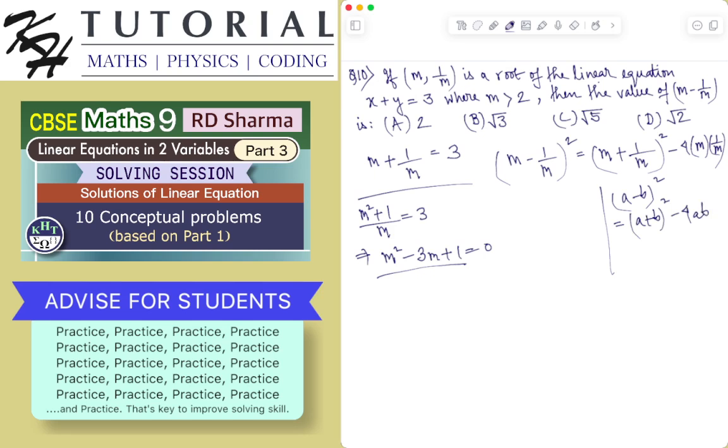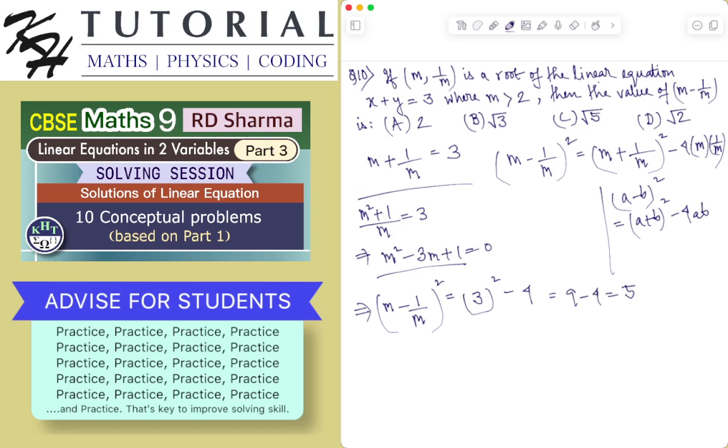So I got m minus 1 by m whole square equals m plus 1 by m whole square minus 4 m into 1 by m. Because I know the value of m plus 1 by m, and I also see m multiplied by 1 by m will be 1. So I have m minus 1 by m whole square is equal to m plus 1 by m, which we have got as 3. So 3 square, and this is minus 4, which is equal to 9 minus 4, which is equal to 5.